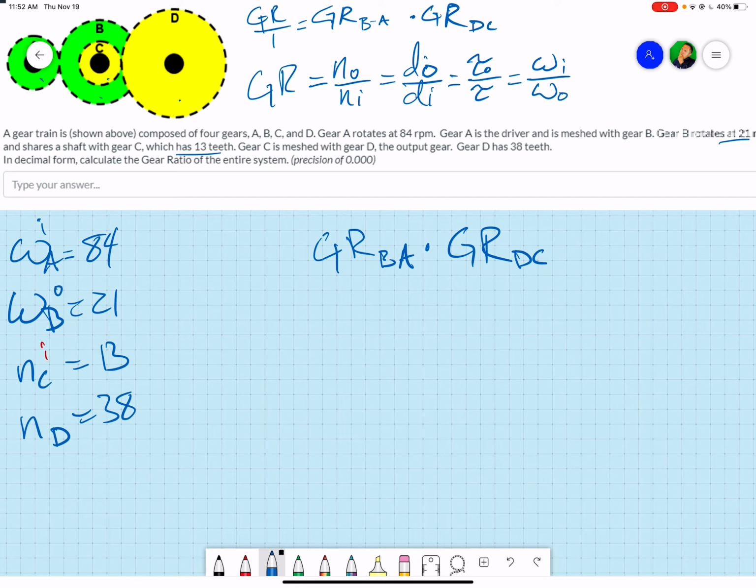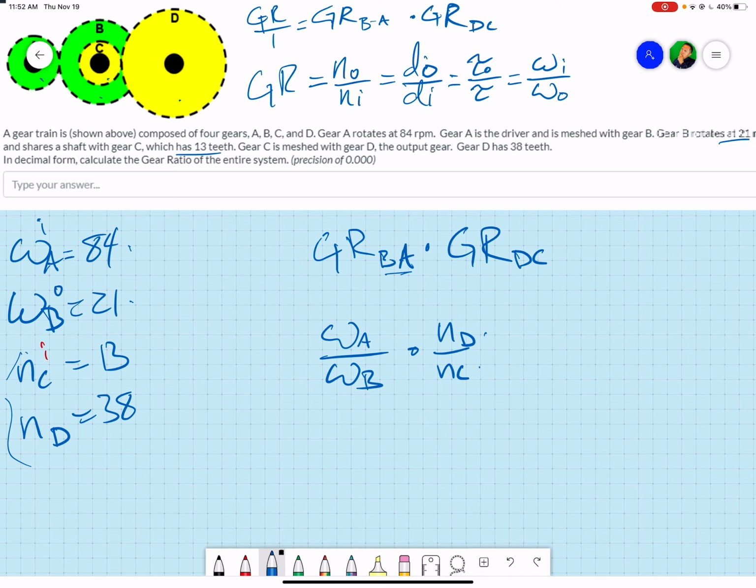So we're going to do omega input over omega output for our B to A gear ratio. So we have omega A over omega B, multiplied by the teeth ratio for C to D. That will be ND over NC, output over input, and that'll get it in. All right, so now we just need to plug in our numbers.